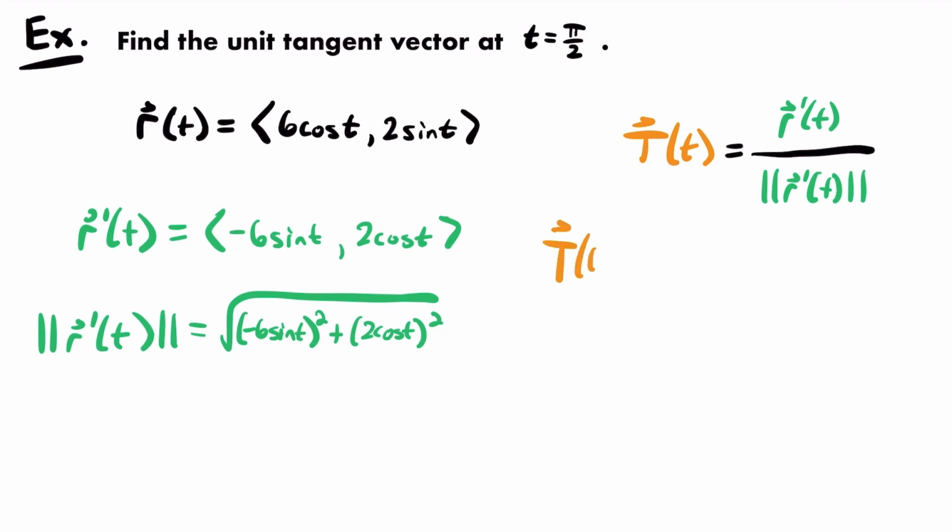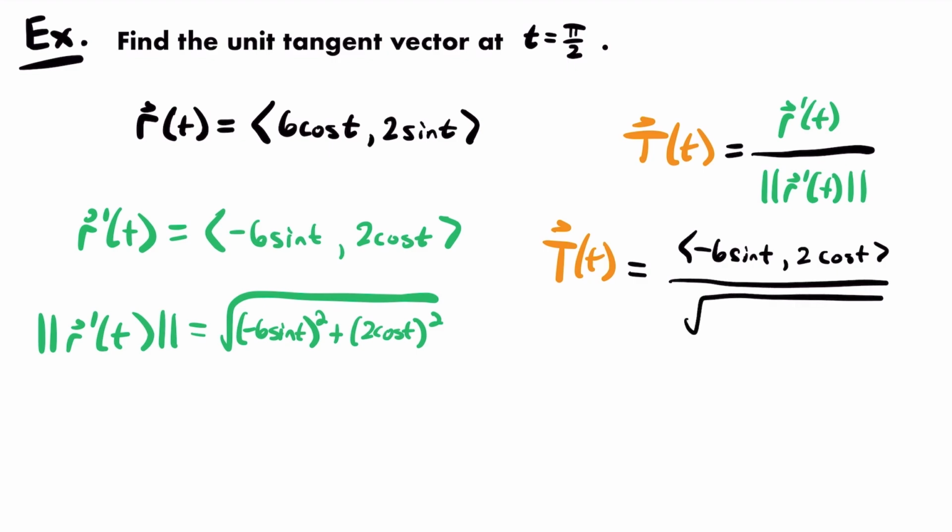Capital T of t will be equal to negative 6 times sine t, comma 2 cosine t, divided by its magnitude, which now will simplify. We have the square root of 36 sine squared t plus 4 cosine squared t. And so now let's plug in pi divided by 2 and see what our unit tangent vector will be.